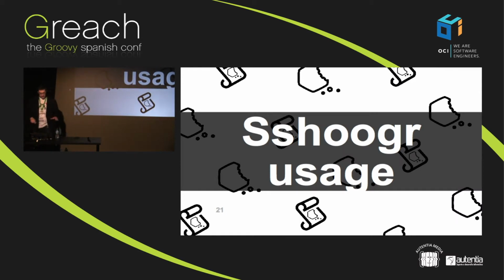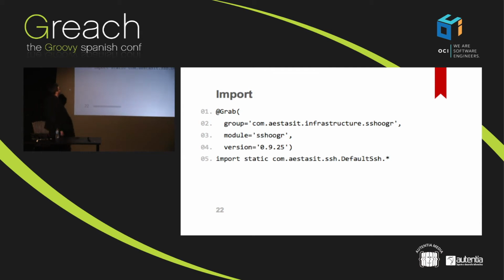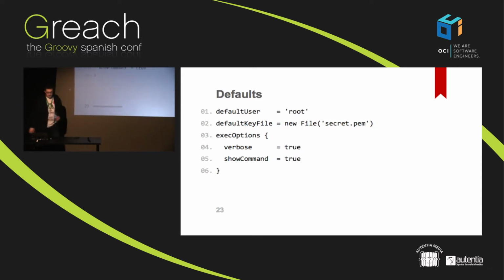Okay, let's jump into the Sshoogr syntax and show what it provides. First of all, to start using Sshoogr, you don't need to install anything. You can use a plain Groovy setup, and you can use Grab annotations to grab the Sshoogr library and run it together with your script. This is the simplest way to do that. So you just do one grab and one import, and then you have full access to the Sshoogr syntax. Then you can define different defaults, like what is the default user you use to connect to your remote machines, what is the default key file, for example, and different login options that you can specify as well.